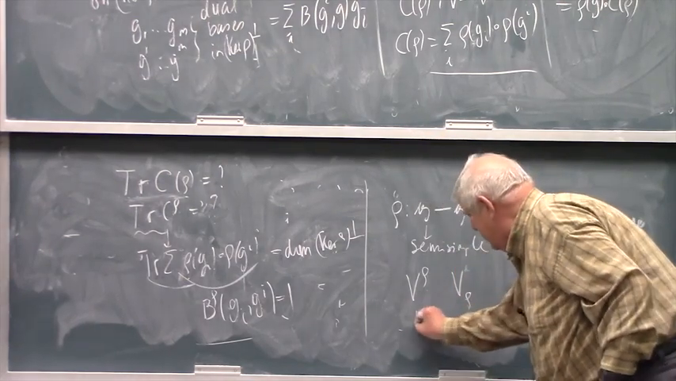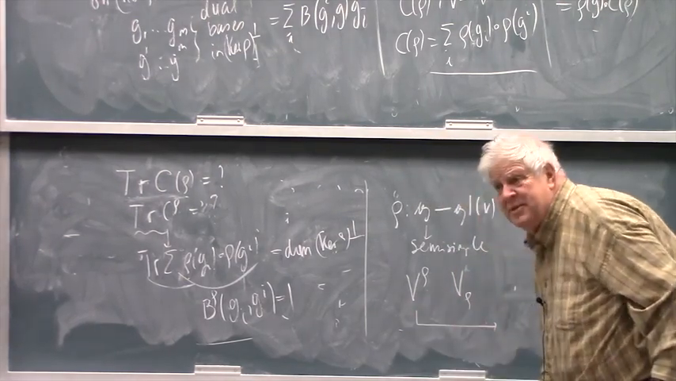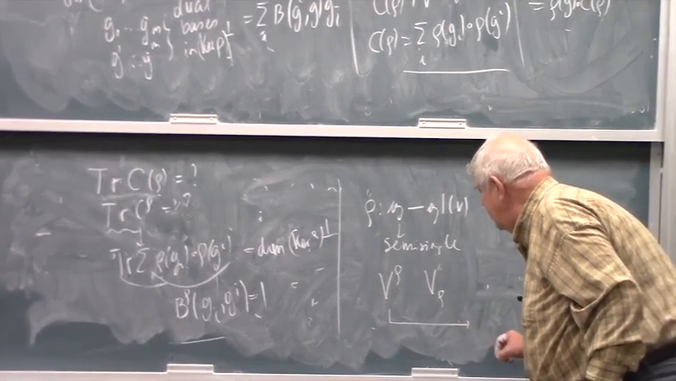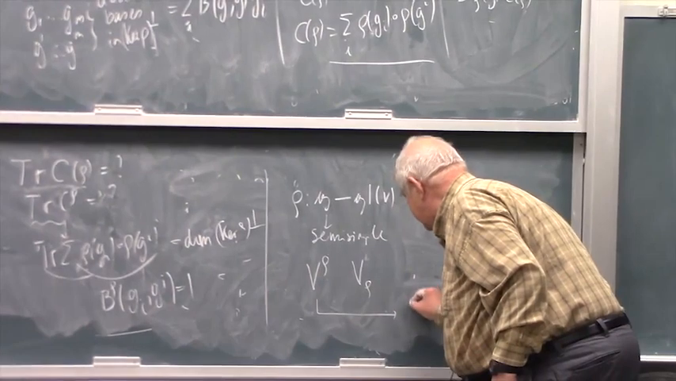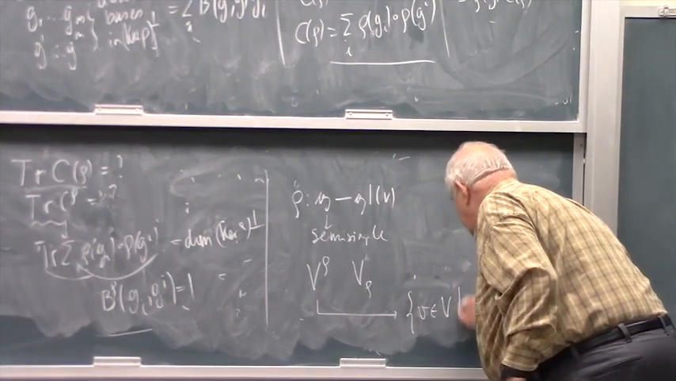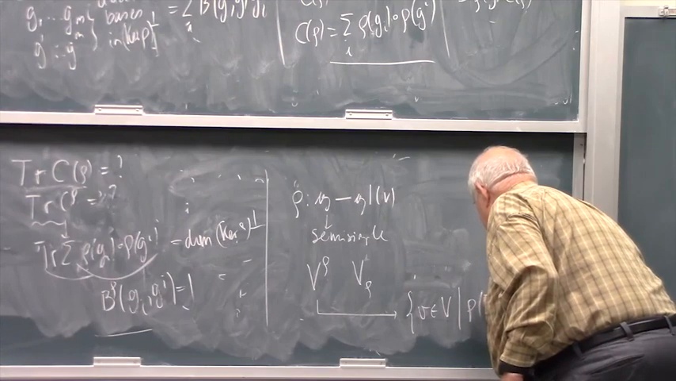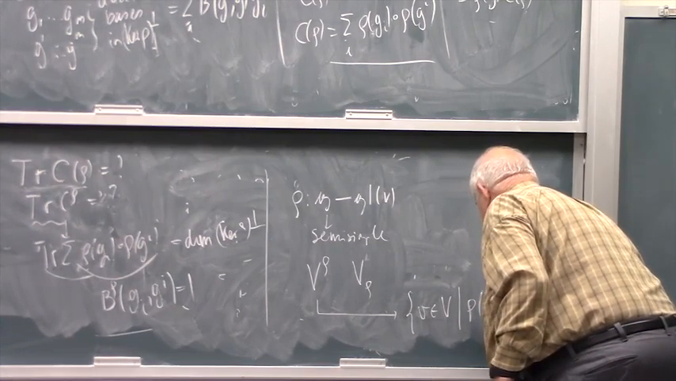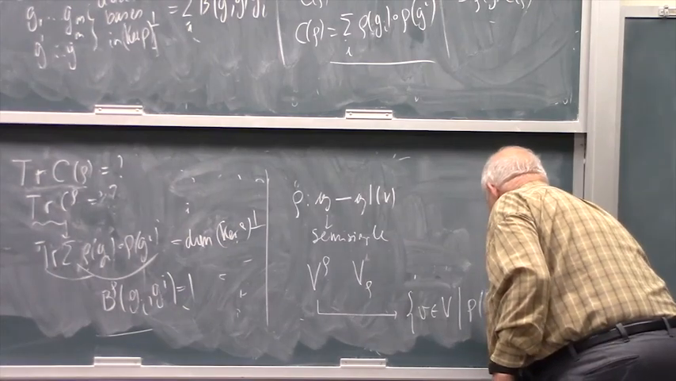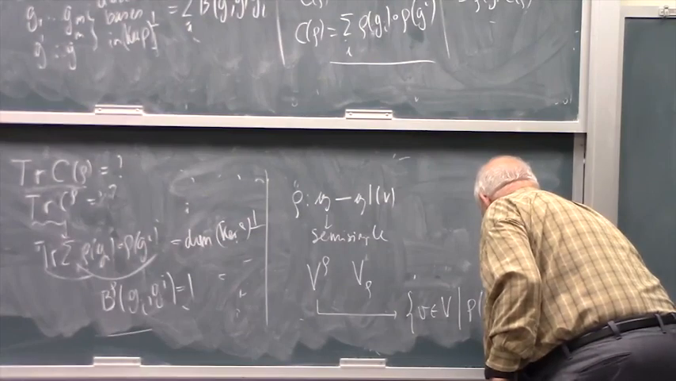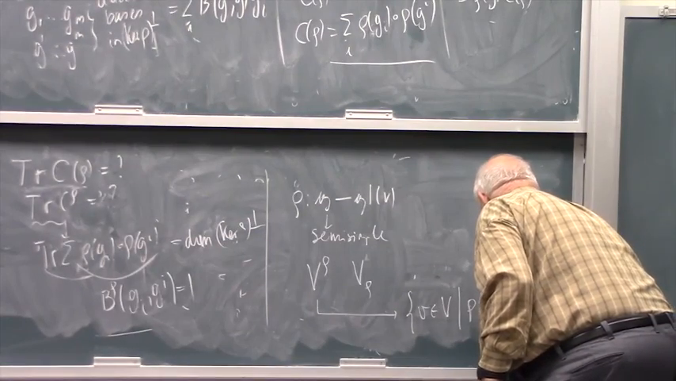The V super rho is the space of invariants, which means those elements of V for which rho of X_i, of V, is 0 for any X_i in g.